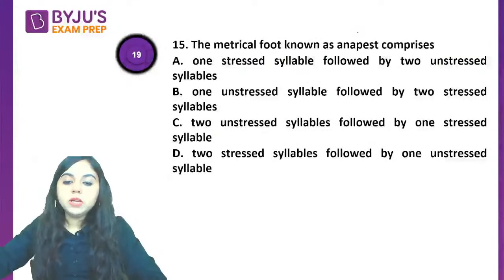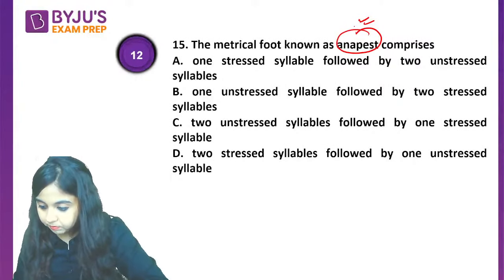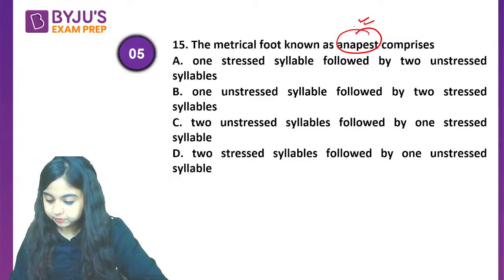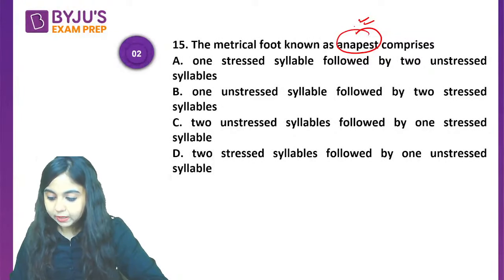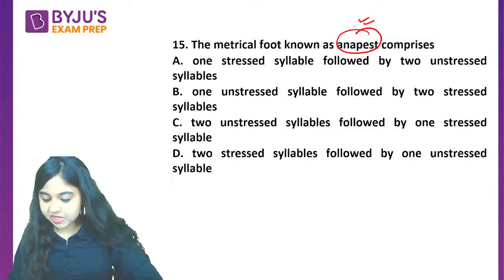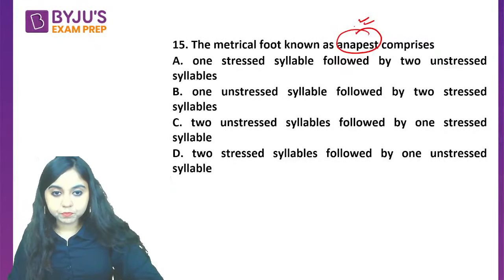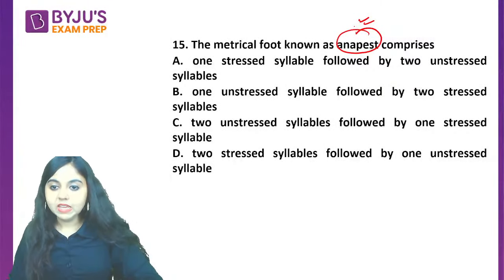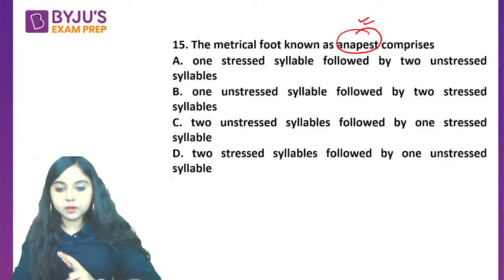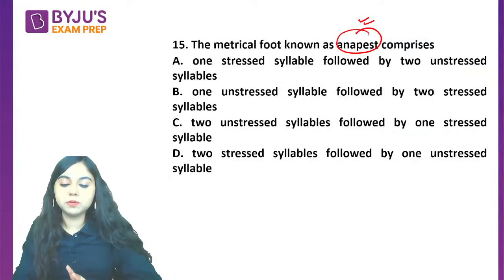Okay, moving on. The metrical foot known as anapest comprises of... Rhetoric and prosody also have to be done. Let's see how many of you get the right answer here. The metrical foot known as anapest comprises of what? Yes, absolutely right. That is the right answer. So it has two unstressed syllables. Very good, Anamali Avarsi is on fire. It has two unstressed syllables followed by one stressed syllable.